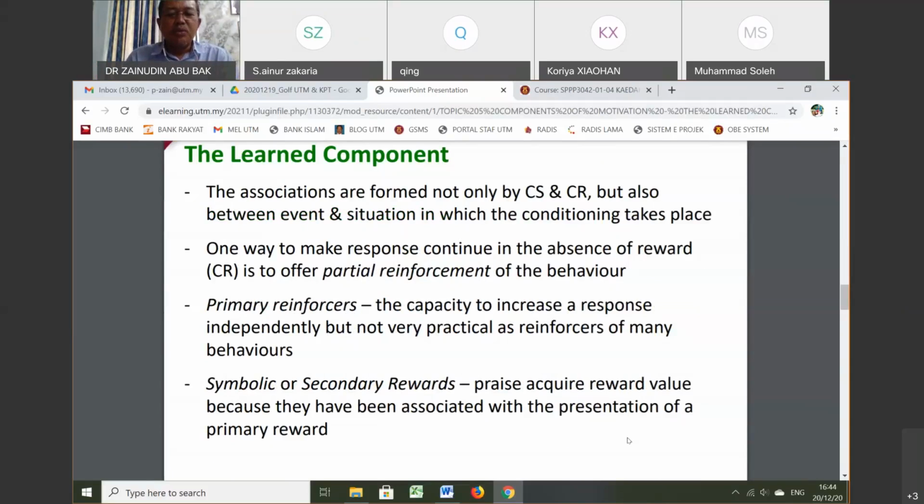Sometimes we don't need to apply. Maybe we should wait a little bit longer before we really give the rewards to them. So how we understand the situation, what is the right moment to give rewards to the learner in order to praise and then to increase their motivation to learn. Okay, that is very, very important.